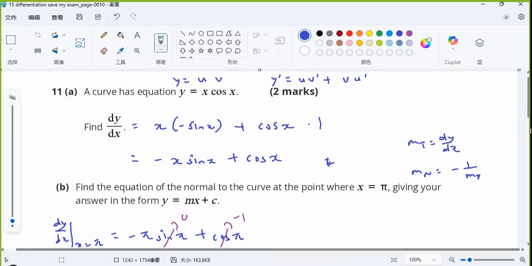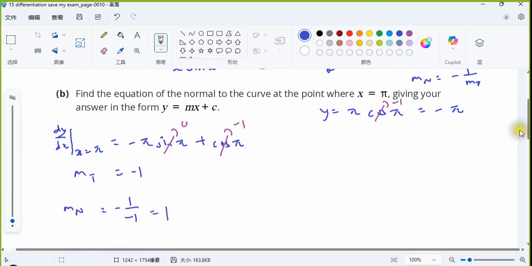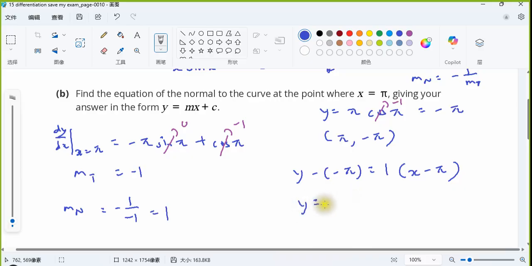So when x equals pi, y will be pi cos pi, which is negative pi. So the point will be (pi, negative pi). So y minus negative pi equals 1 times (x minus pi). So y is x minus pi minus pi, then y is x minus 2 pi. Okay, done.